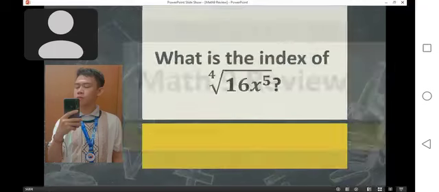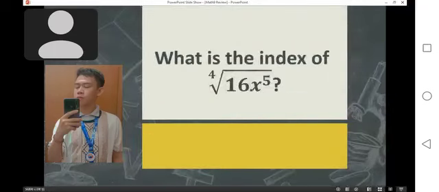Number one, what is the index of the fourth root of 16x to the fifth power? When talking about the index, we're referring to the number on the upper left of this expression. So the answer is 4. Here 4 is our index, 16x to the fifth power is our radicand, while our exponent is 1.